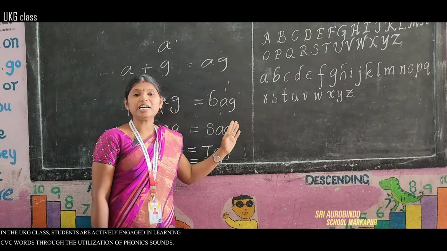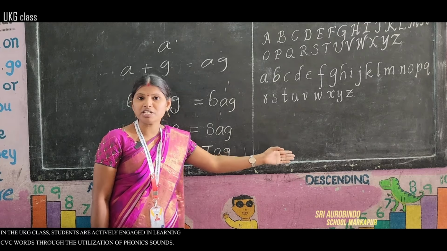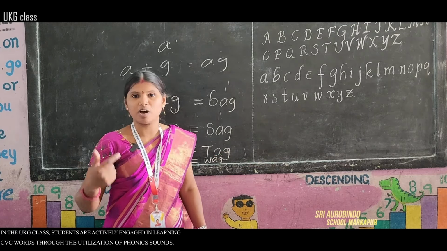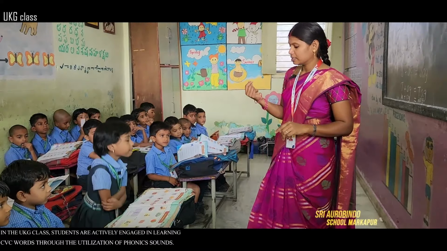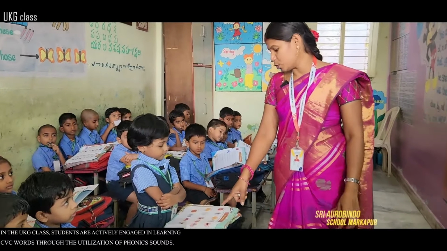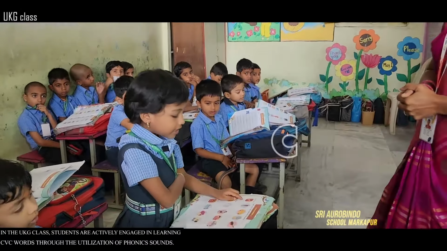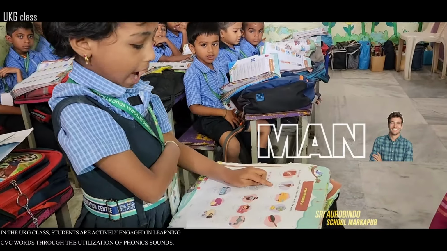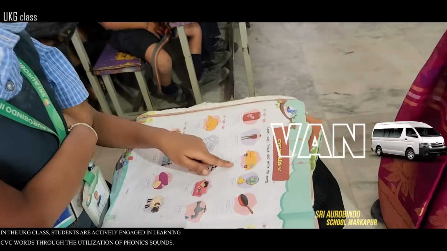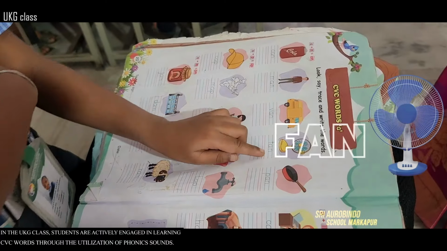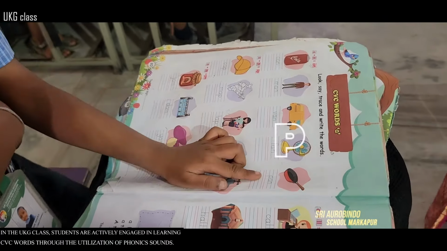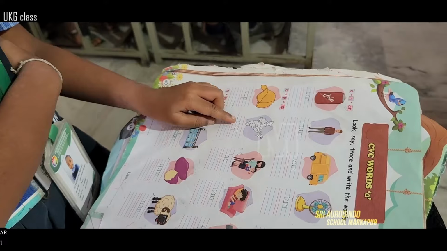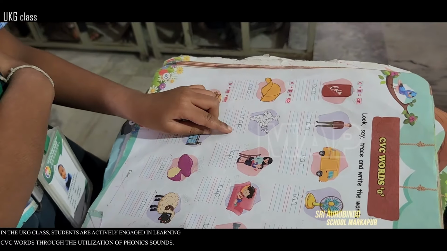Now my children are going to read some CVC words using phonetic sounds. Diksha, stand, read these CVC words and use phonetic sounds. K, an, can. M, an, man. V, an, van. F, an, fan. P, an, pan. M, ap, map.